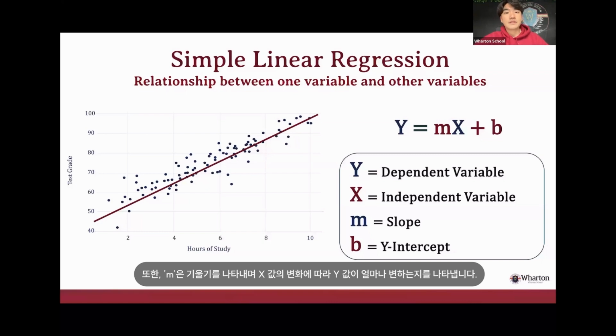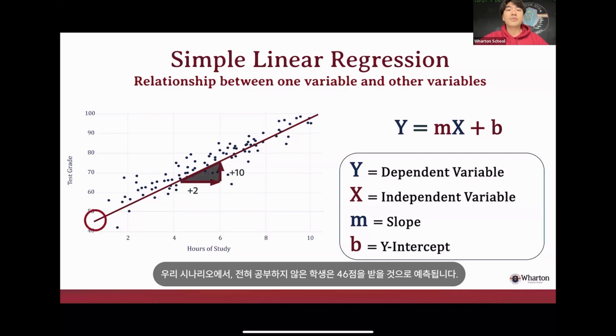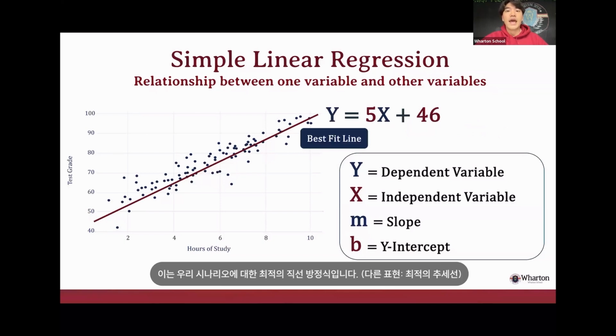Additionally, m represents the slope, indicating how much the y value changes for a unit change, meaning a change of one, in the x value. In our example, a 2-hour increase in study time raises the grade by 10 points, making the slope 5. Lastly, the y-intercept is the predicted value of y when x is 0. In our scenario, a student who did not study at all is predicted to score 46. So putting all the numbers into the equation gives us y equals 5x plus 46. And this is the equation of the best fitting line for our scenario.